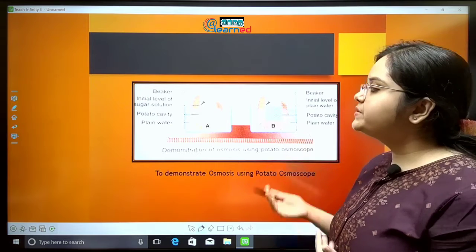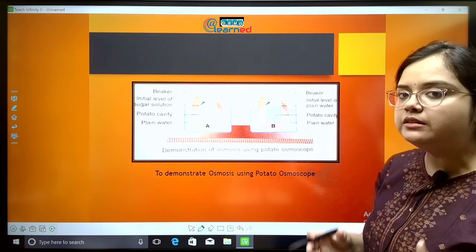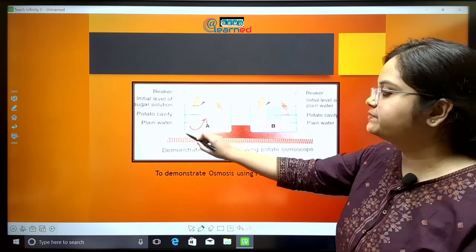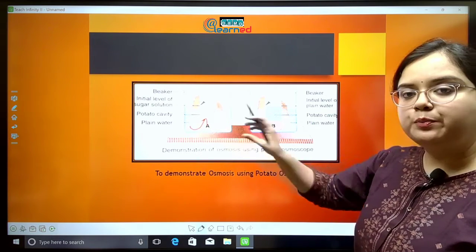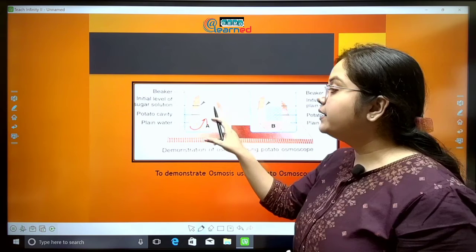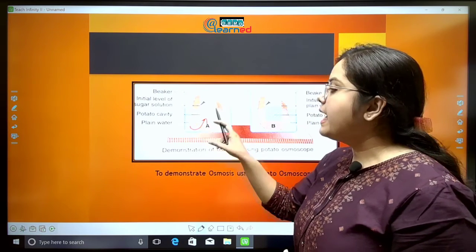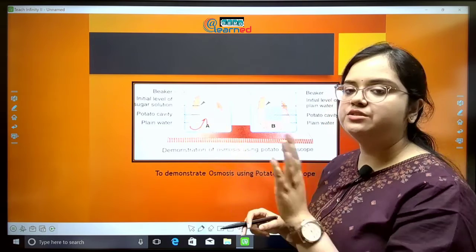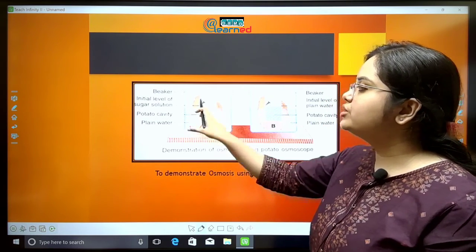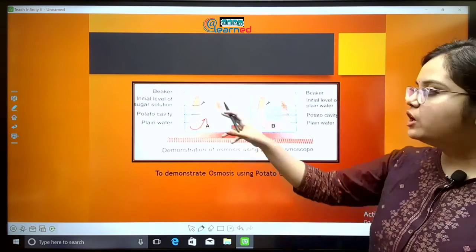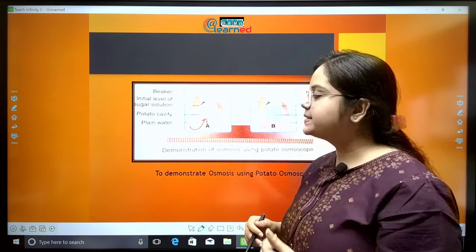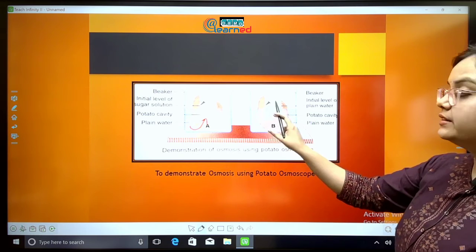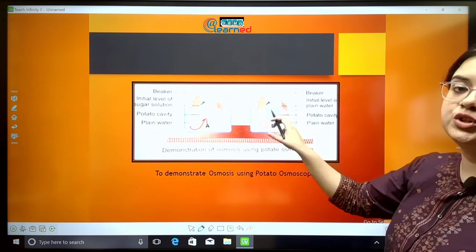So what do you observe after a period of time? You again, because of osmosis, water molecules will move inside the potato because it has lower concentration of water, and from higher concentration of water, that is in the beaker, to lower concentration it will move and the sugar solution level will rise. Because of that pin you can easily observe it, but in this case there is no rise in the water level inside the potato cavity.